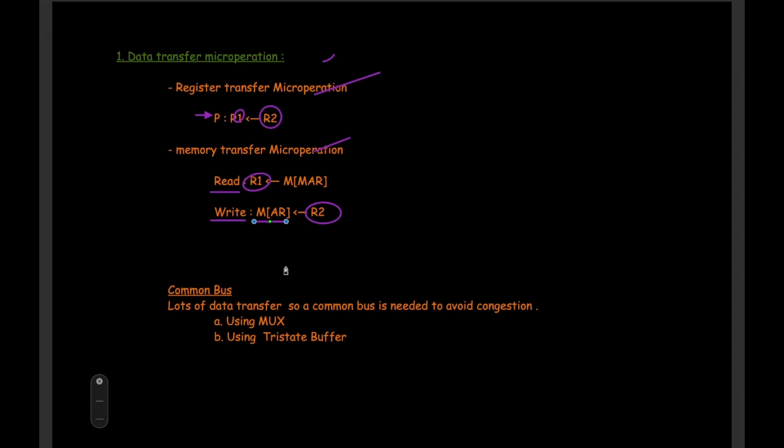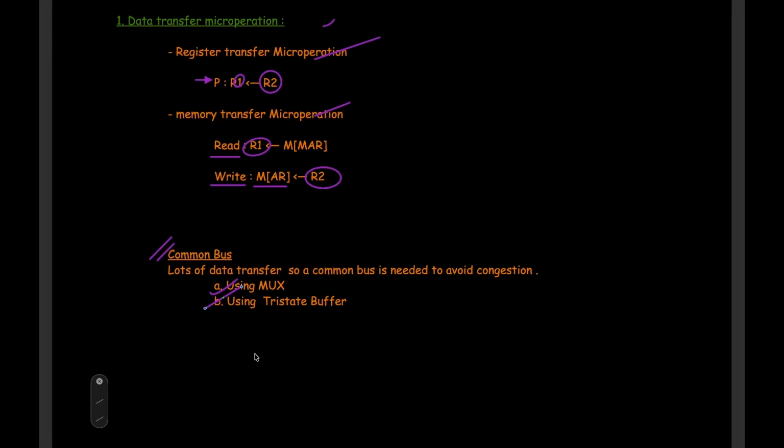This is implemented using a common bus. Why a common bus? Because if we make individual connections from R2 to R1, and from any memory location to R1, then we need to connect many wires. These wires will waste a lot of space. So to avoid that, we use common buses. Common buses can be implemented using two methods. One is using muxes and another is using tri-state buffers.